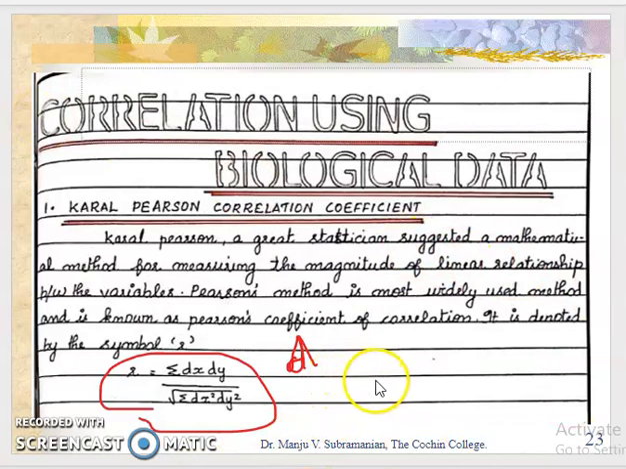We have discussed in the class what D is, that is a deviation. How to calculate D? It is x minus x bar. X bar is the mean of x, the arithmetic mean of x. So it shows how much the x value has deviated from the mean.